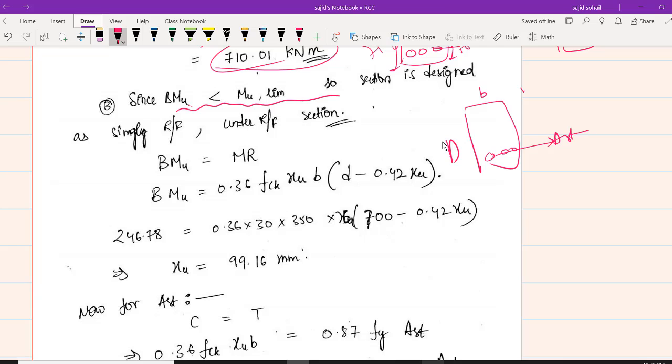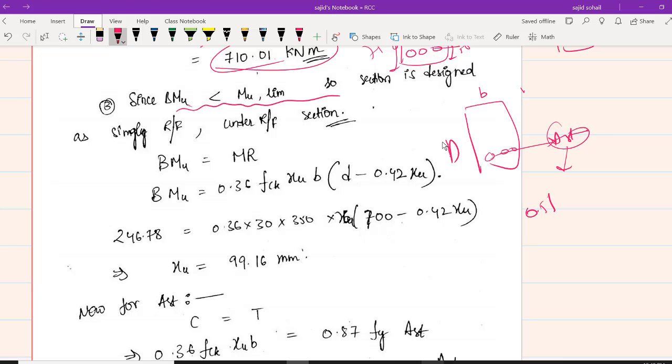So what you can do, two steps now. One is to get AST, you can do your BMU is equals to your moment of resistance, where moment of resistance is C into lever arm. यहाँ से आपको XU लेना है. Using this XU, you have to substitute in C and T, and T is your 0.87 Fy AST, right? From here you can get your AST. It is up to you, like this, or you can substitute in direct formula. डायरेक्ट फार्मूला 0.5 जो भी था फार्मूला, सो वो फार्मूला में हमें सब्स्टिट्यूट करना है.